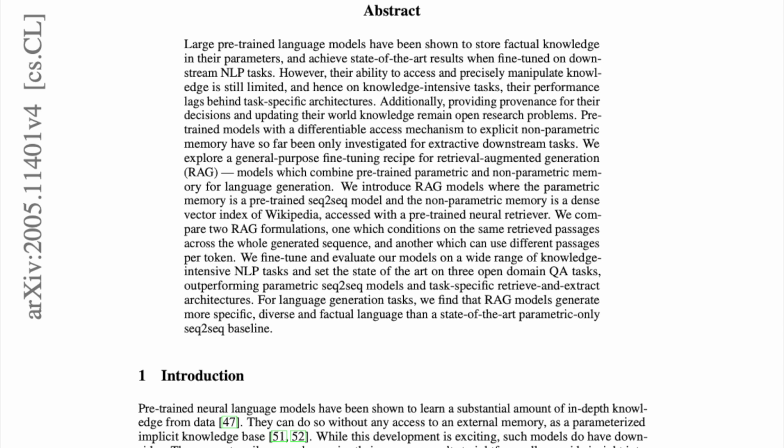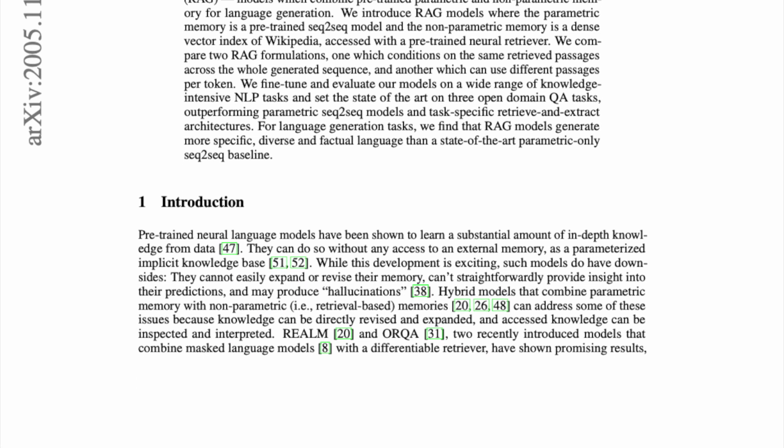We compare two RAG formulations, one which conditions on the same retrieved passages across the whole generated sequence, and another which can use different passages per token. We fine-tune and evaluate our models on a wide range of knowledge-intensive NLP tasks and set the state-of-the-art on three open-domain QA tasks, outperforming parametric seq2seq models and task-specific retrieve-and-extract architectures. For language generation tasks, we find that RAG models generate more specific, diverse, and factual language than a state-of-the-art parametric-only seq2seq baseline.